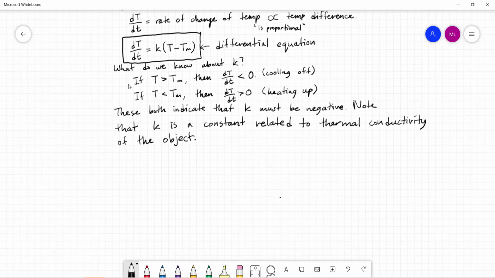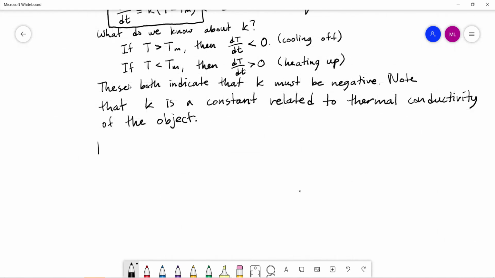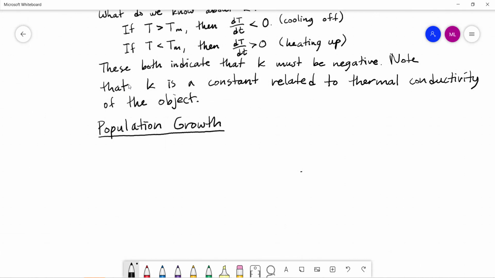So the next one I want to talk about, the next model that I want to look at, is a model for population growth. So let's look at population growth. So again, we could be talking about trees in a forest, bacteria in a petri dish, people in a city or state or country. These models can apply pretty generally. So we want to model the growth of a population.